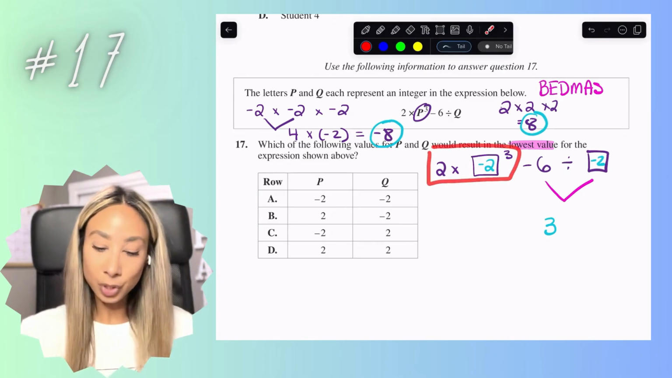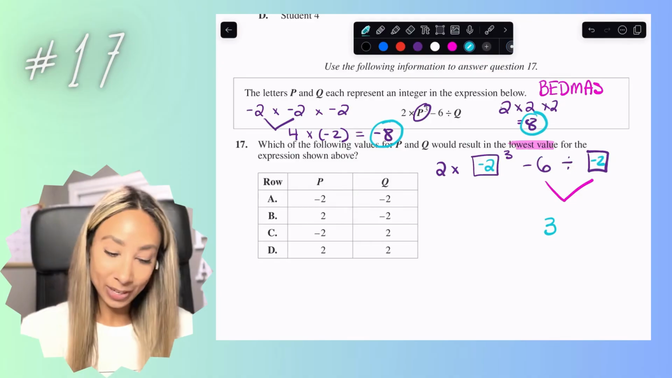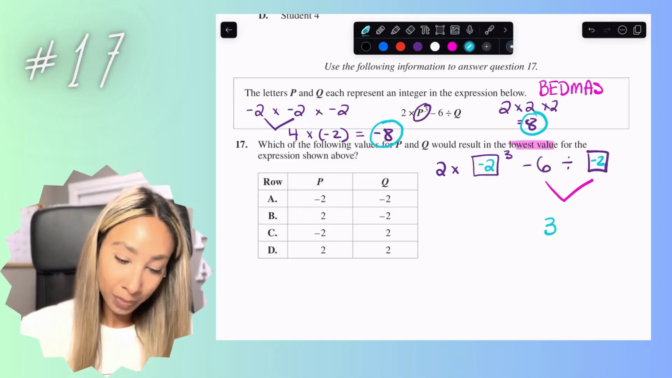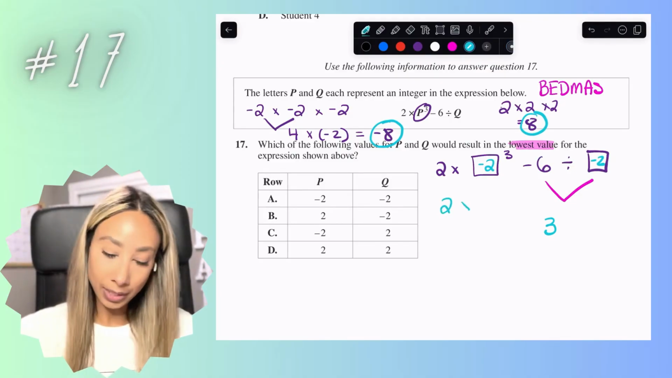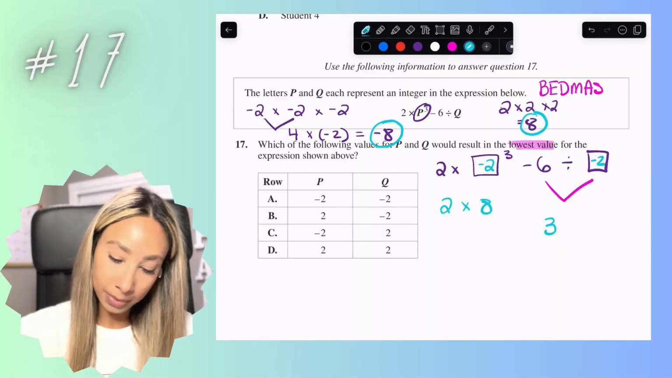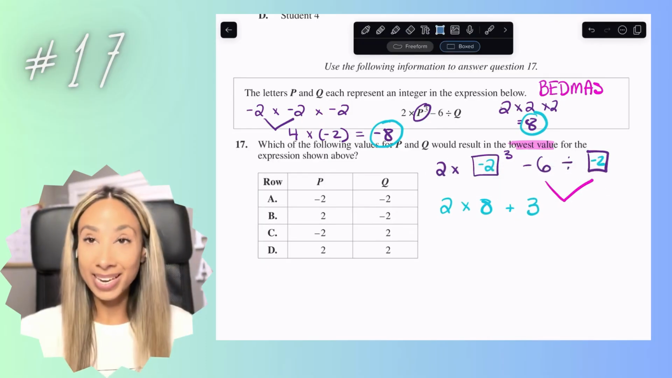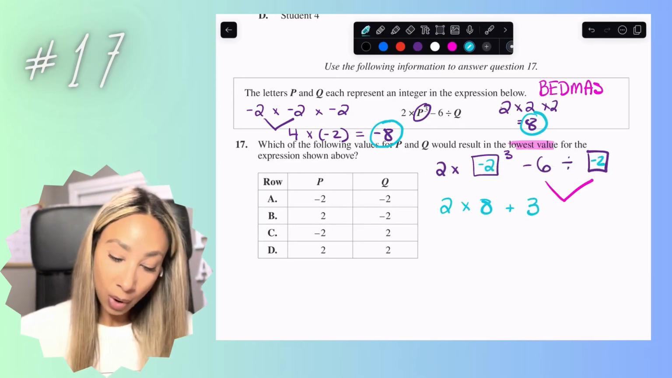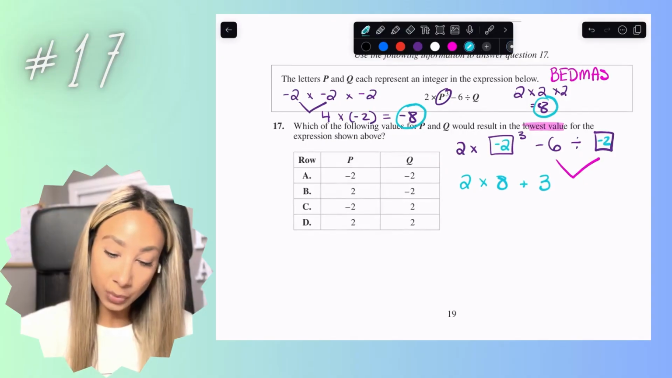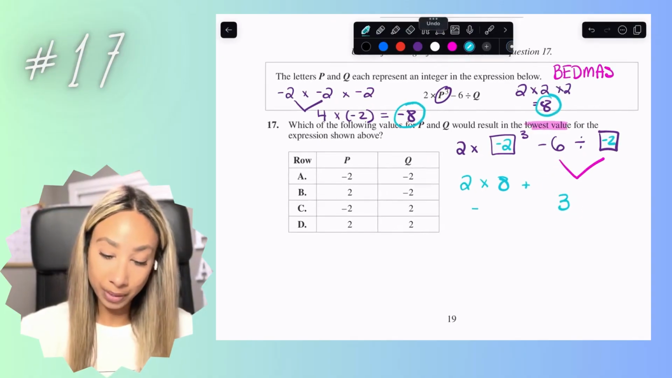I have negative 2 times, or excuse me, let me rewrite that out actually. So we know negative 2 cubed is 8, so I'm going to say we have 2 times 8 plus that 3 that's hanging out. I'll just bring that up. It's hanging out right over here, coming from that negative 6 divided by 2. So 2 times 8, because we're following our BEDMAS, our next step would be multiplication.